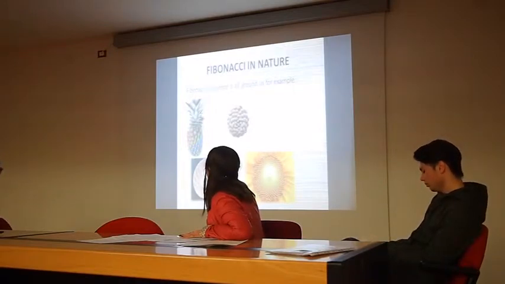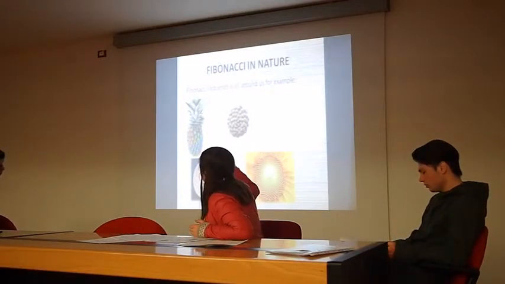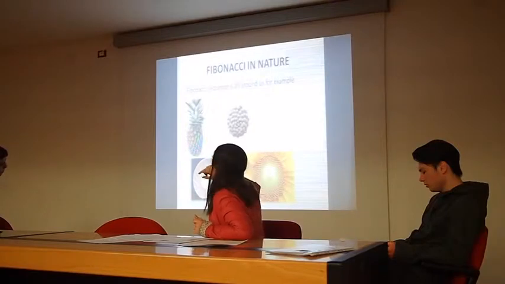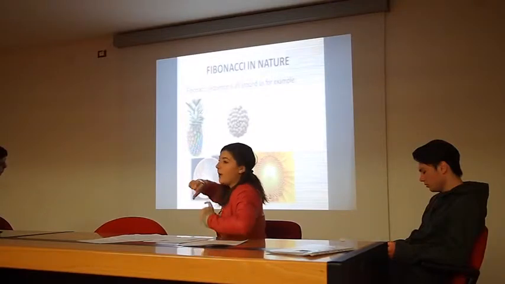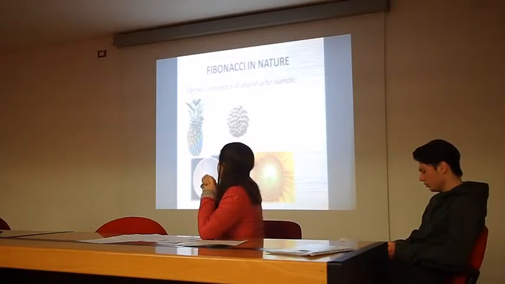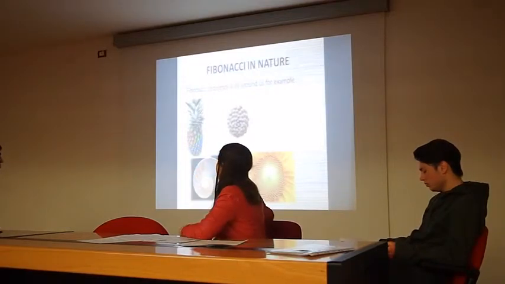Or we have, for example, fruit like ananas or piñas that have spirals. For example, in the ananas, the green, blue and red lines are the paths of the spirals that turn all around the ananas. And if we count the scales of every spiral, we obtain Fibonacci numbers, the same with the piña.